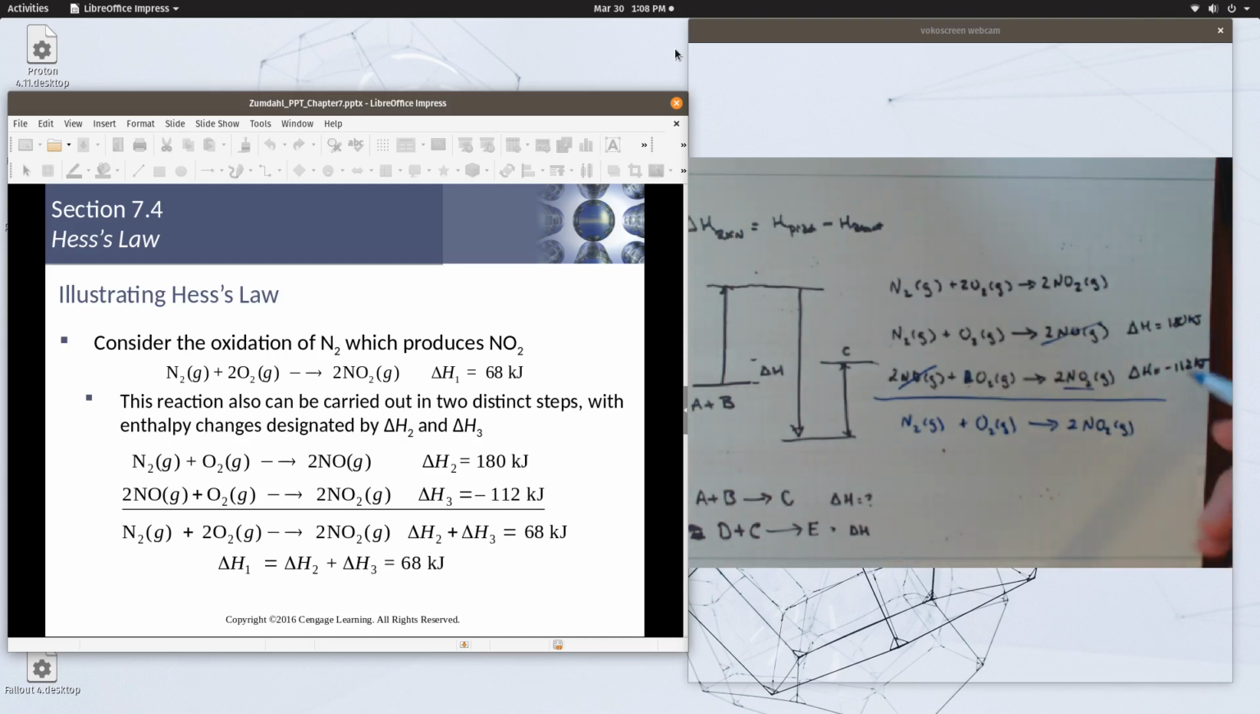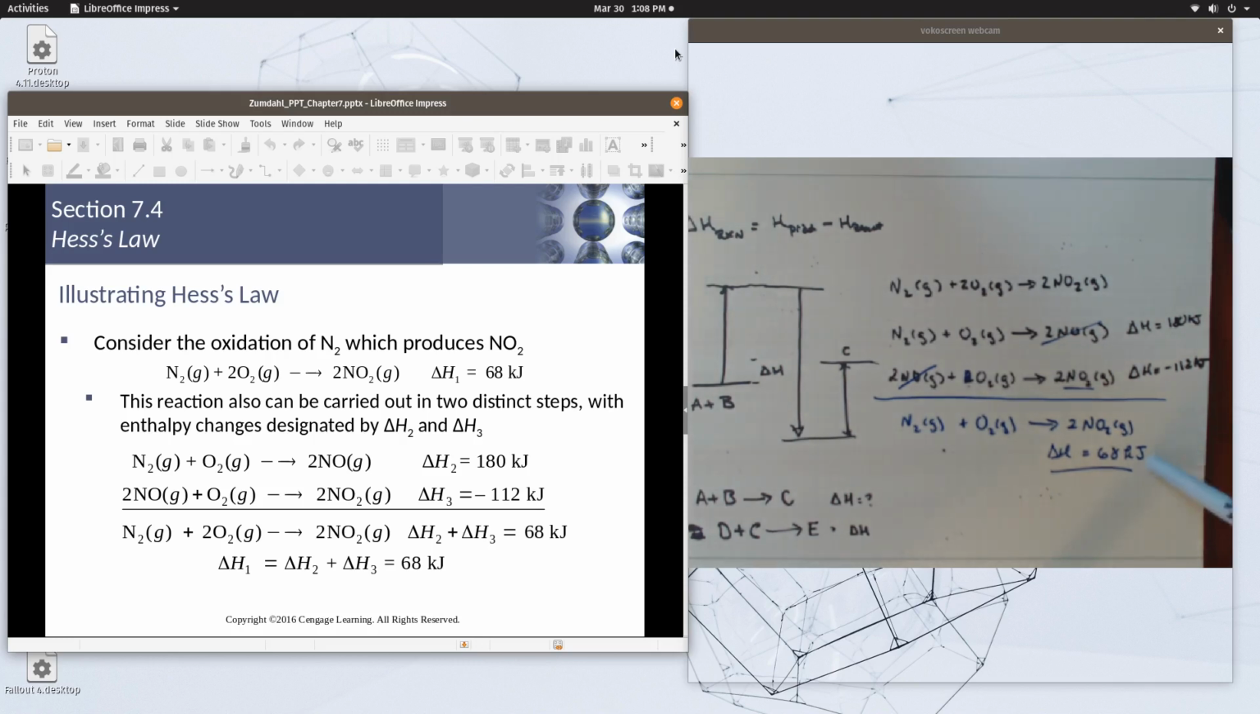And I can simply add these two numbers together and get 68 kilojoules, because this is negative, and I add these two together. Delta H, this plus delta H of that, is 68 kilojoules per mole, or 68 kilojoules for my delta H. So in other words, if I take 1 mole N2 gas and 1 mole O2 gas, I get 2 moles of NO2 gas, and it cost me 68 kilojoules to do that particular reaction.